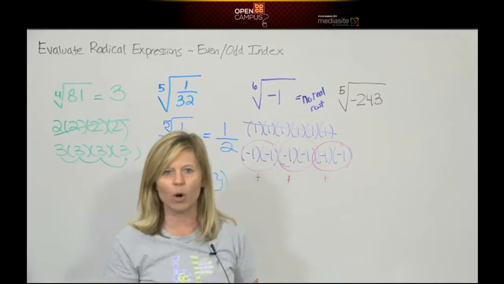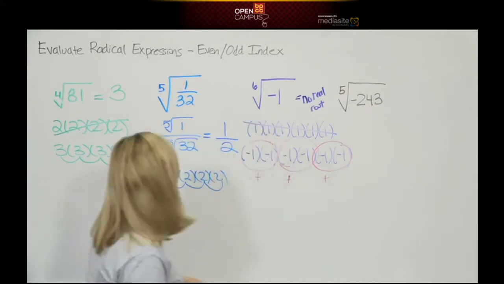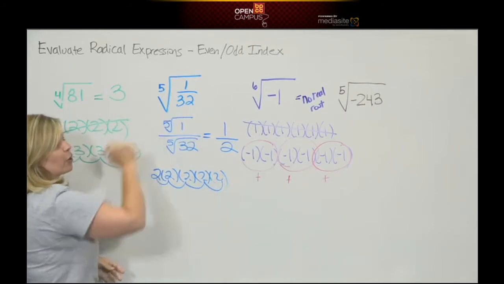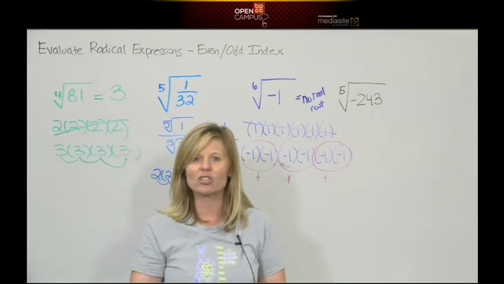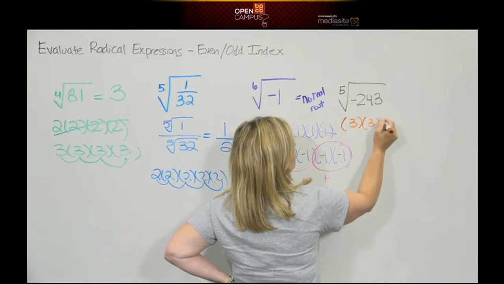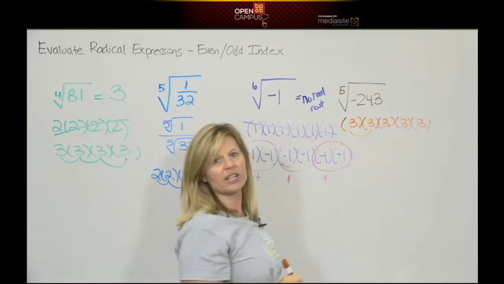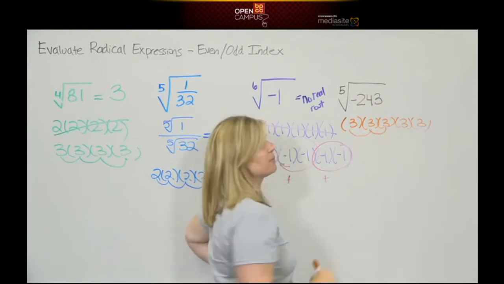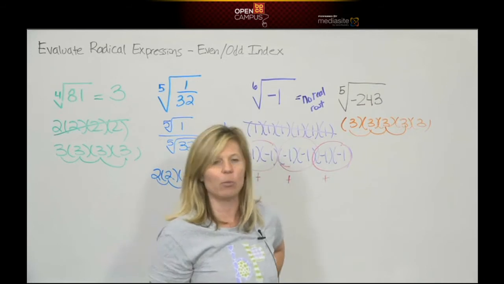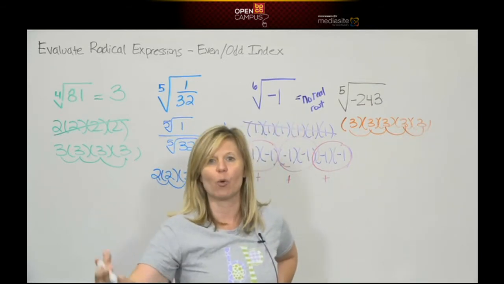Well, we know it's not 1. 1 multiplied 5 times would be 1. We know it's not 2 because back here when we multiplied 2 5 times we got 32. So I'm trying my next choice, which is 3. So if I multiply 3 5 times, 3 times 3 is 9. 9 times 3 is 27. 27 times 3 is 81. 81 times 3 would be 243.